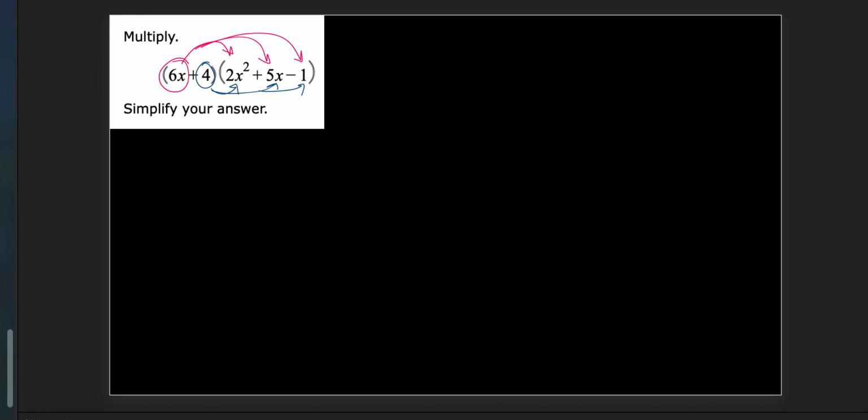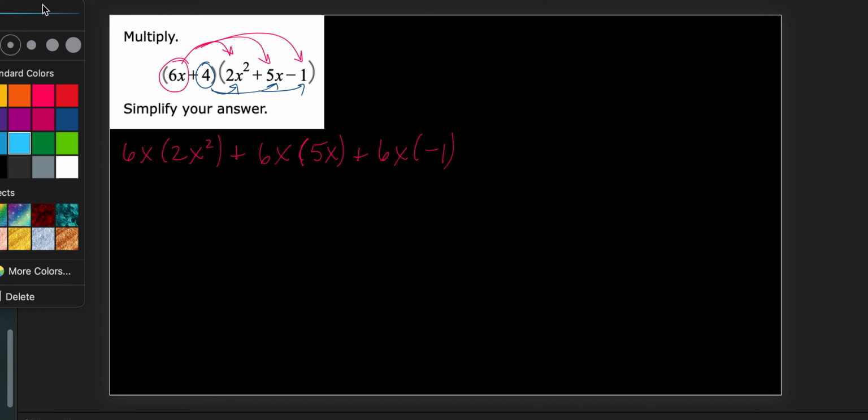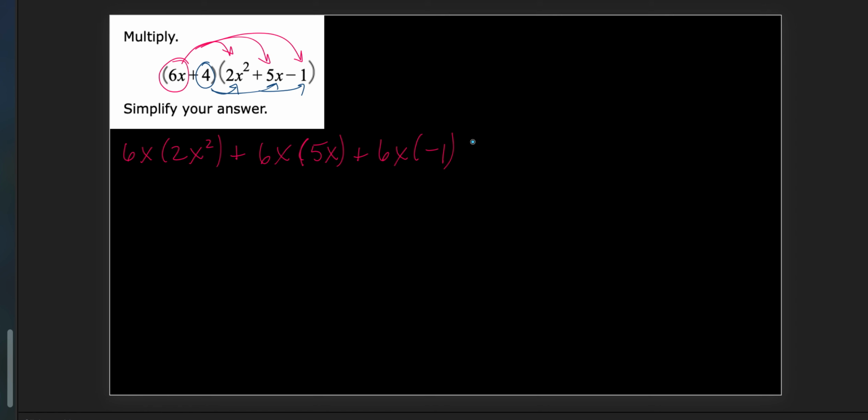So we start with 6x times 2x squared. And then plus, since 6x is positive, plus 6x times 5x. And then plus 6x times negative 1. Then in blue, 4 times each term. So plus 4 times 2x squared, plus 4 times 5x, plus 4 times that negative 1.